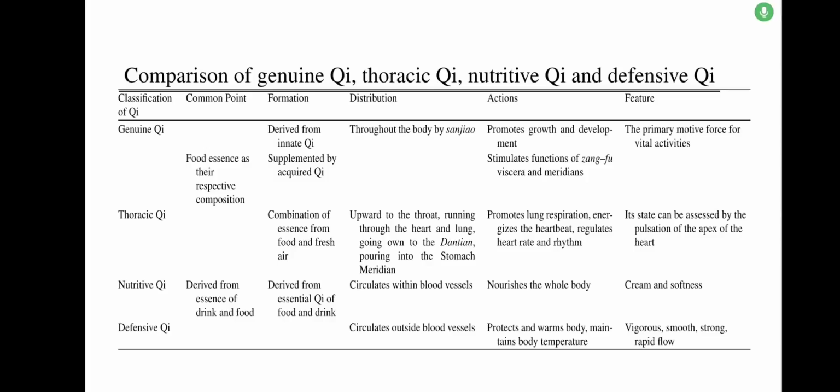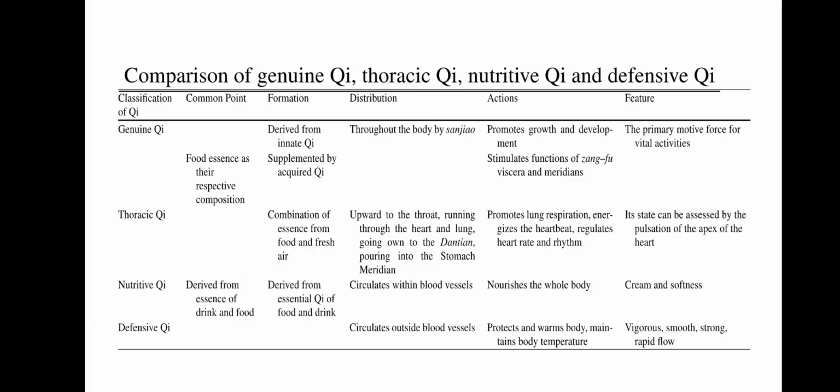Now let us look at the comparison of genuine qi, thoracic qi, nutritive qi, and defensive qi. For genuine qi, the common point is food essence as the respective composition. The formation is derived from innate qi and supplemented by acquired qi. The distribution is throughout the body by sanjiao. Its action is that it promotes growth and development and stimulates functions of zangfu viscera and meridians. And its feature is that it is the primary motive force for vital activities.